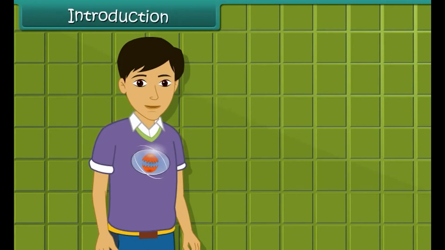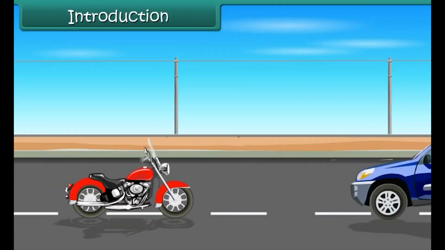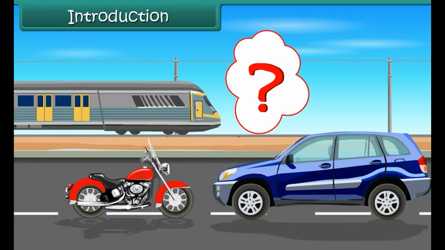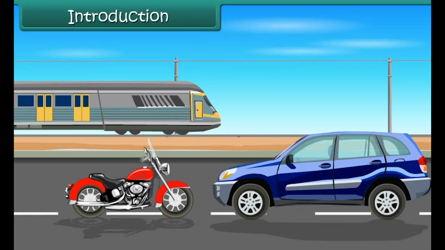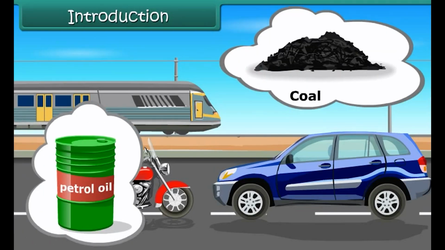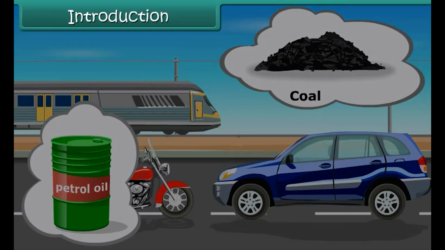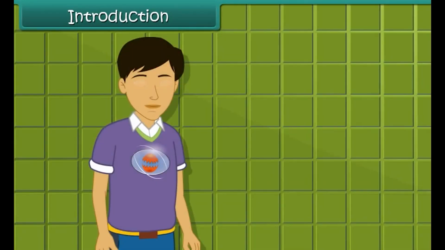Introduction. Hi friends, we can see so many vehicles like bikes, cars, trains, etc. all running around us. They don't eat any food like any living being does. Then how do they get their energy? Yes, they get their energy from fuel. The fuel can either be coal or a petroleum product. They provide energy for vehicles to move. In this module, we are going to learn more about these natural energy resources.